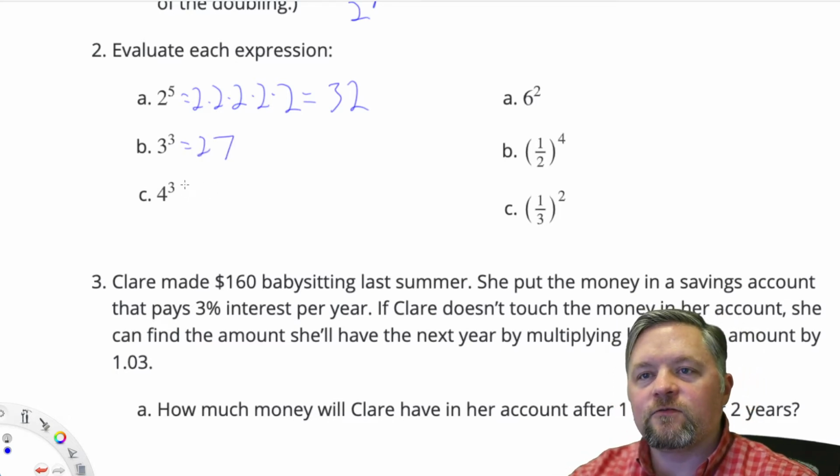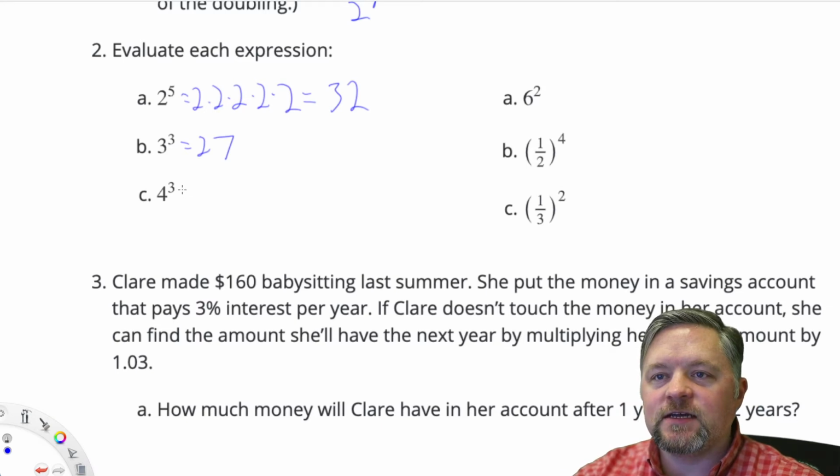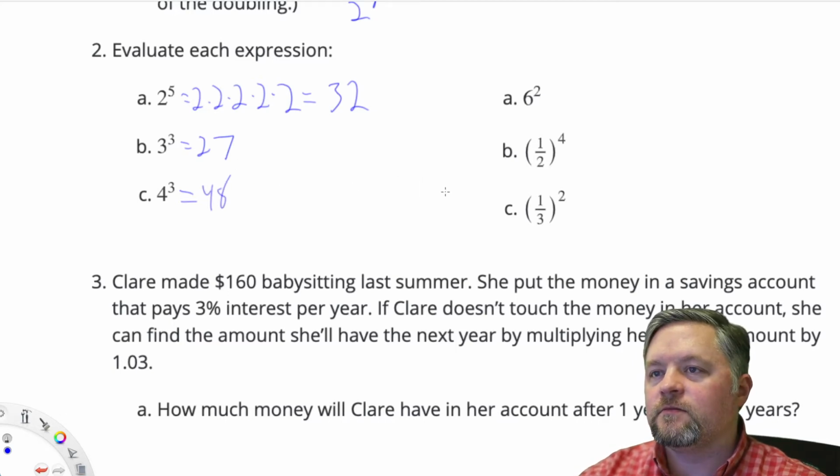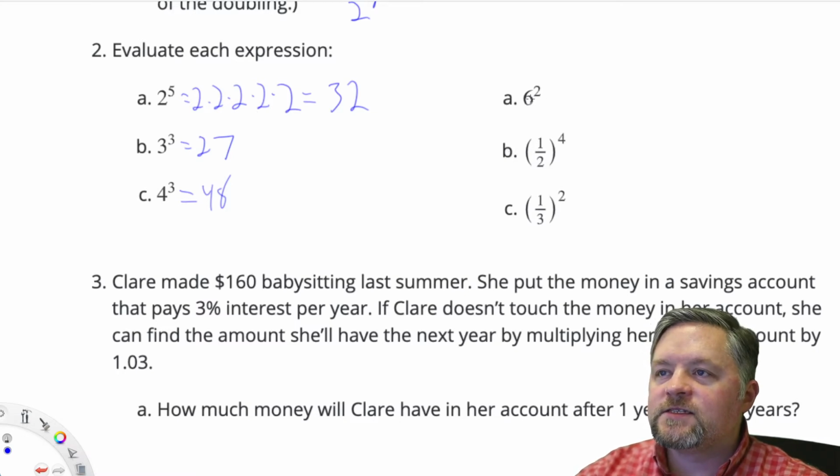4 to the power of 3. 4 times 4 is 16. Times 4 is 48. 6 squared. 6 times 6 is 36.